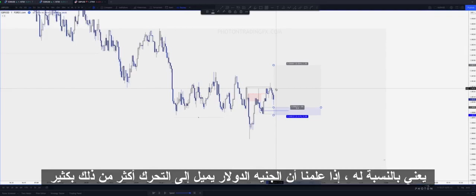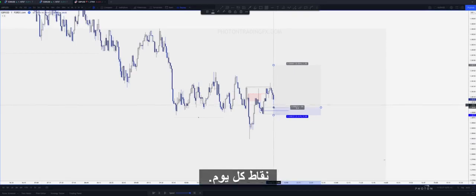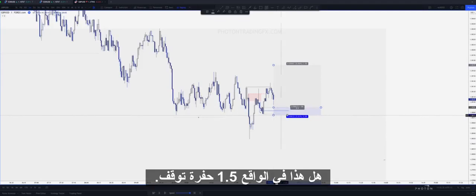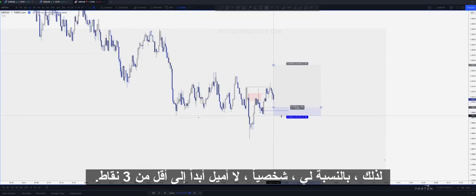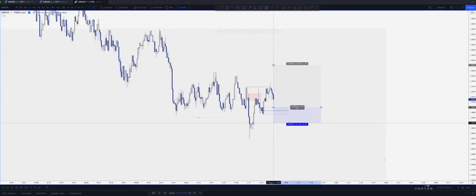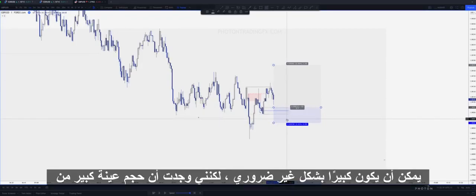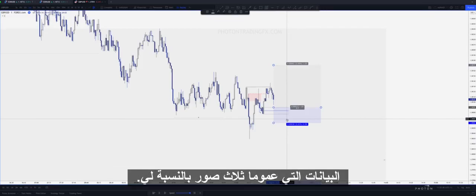So what that means on here is if we know that pound dollar tends to move a lot more in pips each day, then a 1.5 pip stop on here is going to be like a 0.5 pip stop on euro dollar. So for me personally, I tend to never go below 3 pips. And yes, at times it can be unnecessarily big, but I found over a large sample size of data that generally 3 pips is right for me.